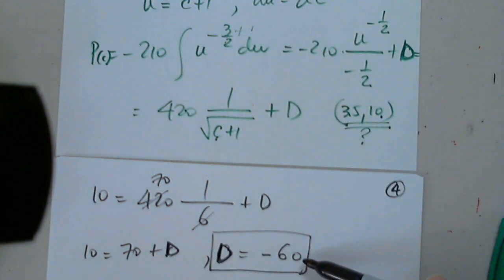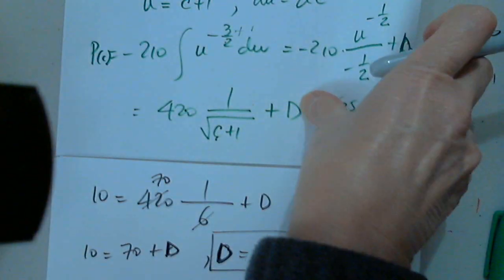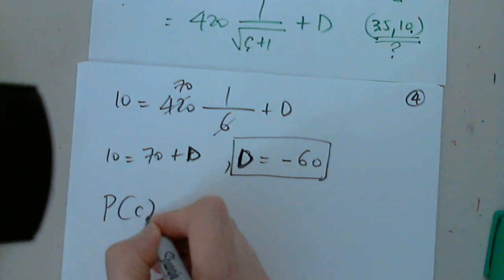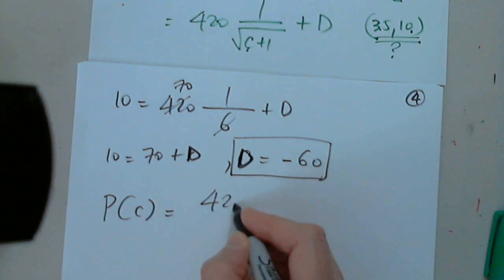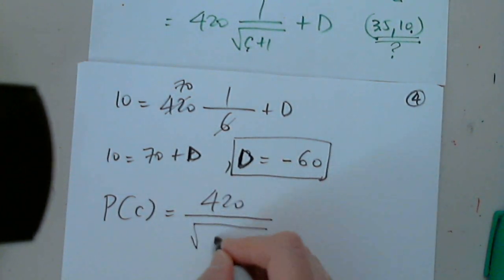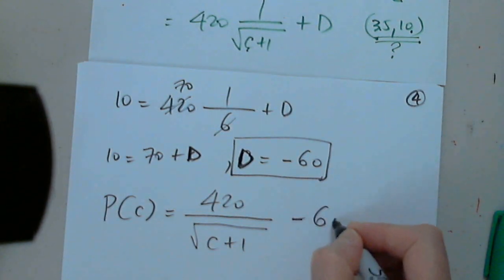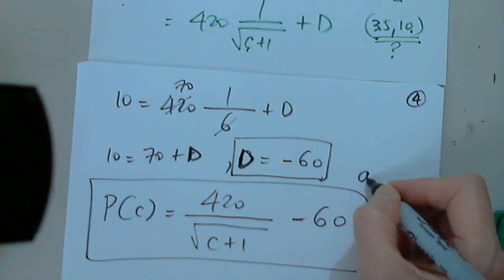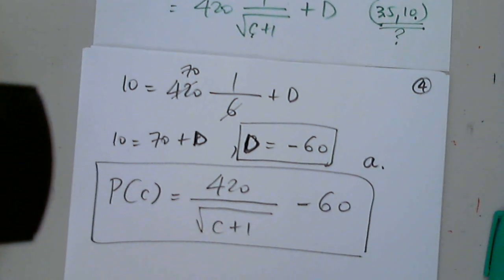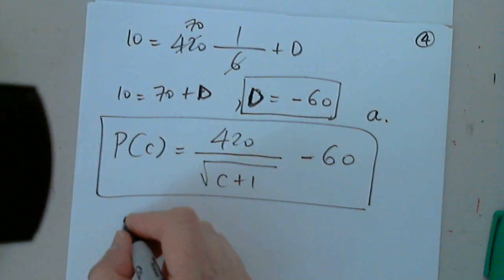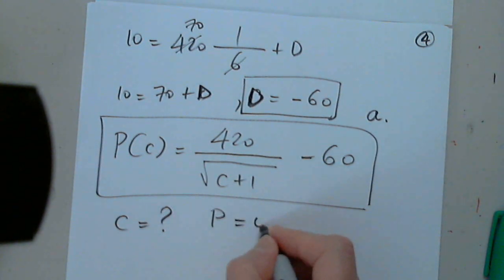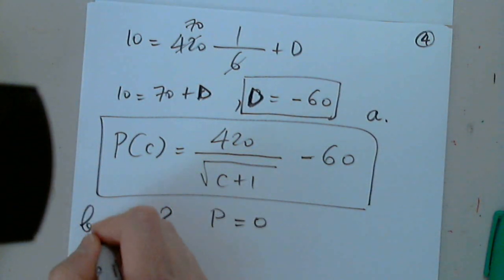So the constant is negative 60. So now I can write the function, finally. P of C equals 420 over the square root of C plus 1, minus 60. And this is part A. In part B, they want us to find C such that the profit is 0. So this is part B.